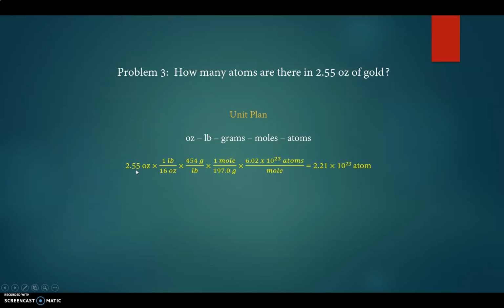So we'll start out with our ounces and then convert that into pounds, and then pounds into grams using our conversions from Chapter 1. Since we're dealing with gold, if you look on the periodic table, gold has a molar mass of 197 grams. And of course, since gold's an element, there are Avogadro's number of atoms in each mole, and that gives us our answer 2.21 times 10 to the 23rd atoms.